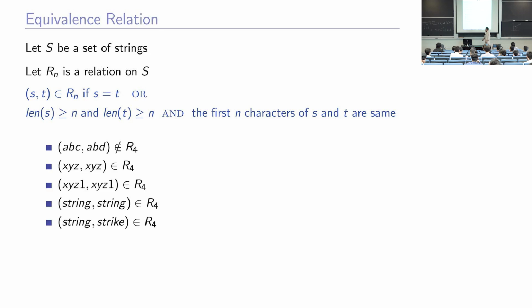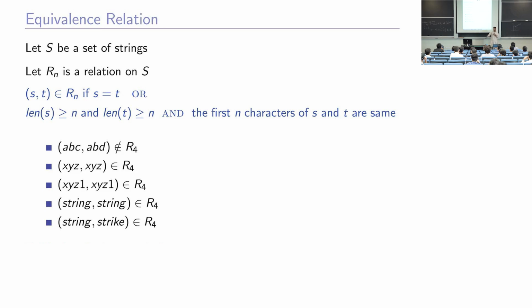Okay, let's see this example. Are ABC and ABD in R4? Are they equal? ABC is equal to ABD? They are not equal, right? They are not equal, so they will not be in R4. If XYZ is equal to XYZ, they are in R4, right?